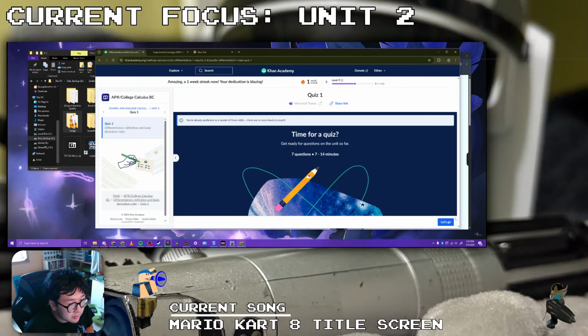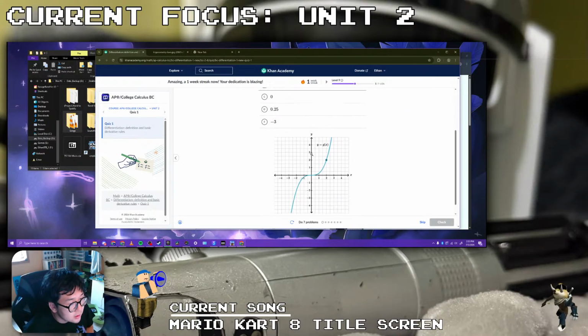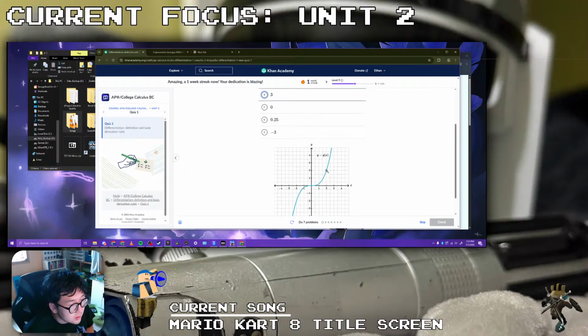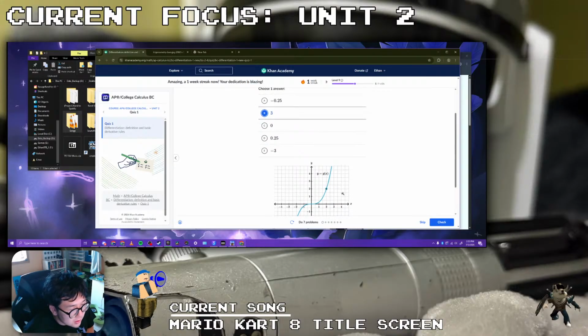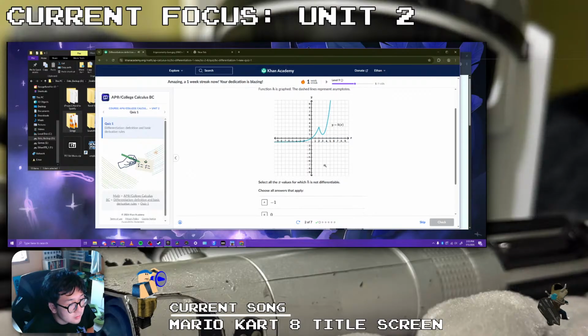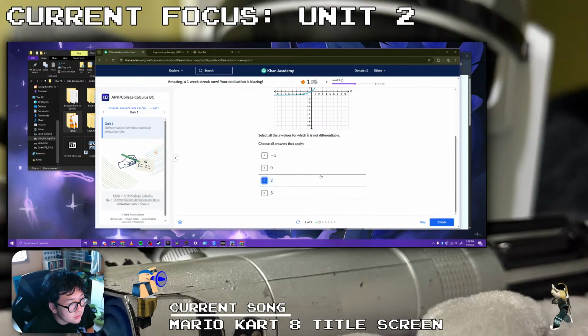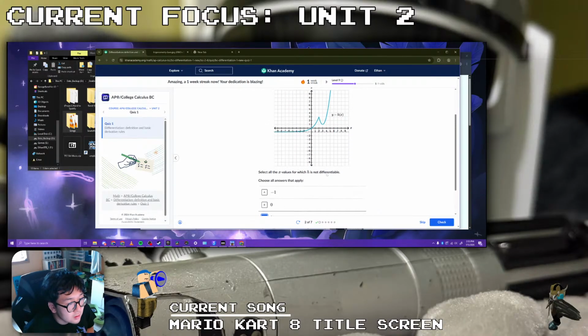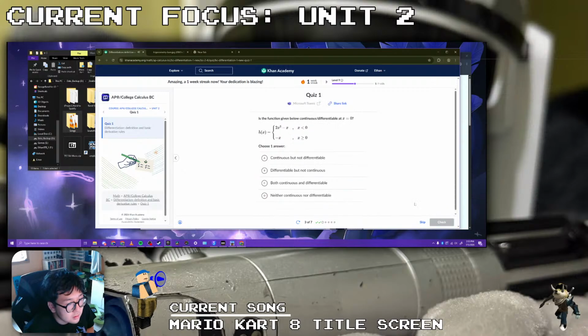Alright, now we take our mini quiz. We can estimate it's gonna be pretty steep. Okay, not differentiable at 2. I think that's it. Okay. Let's check here.